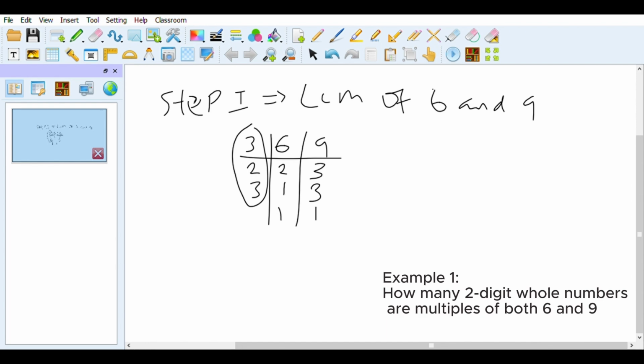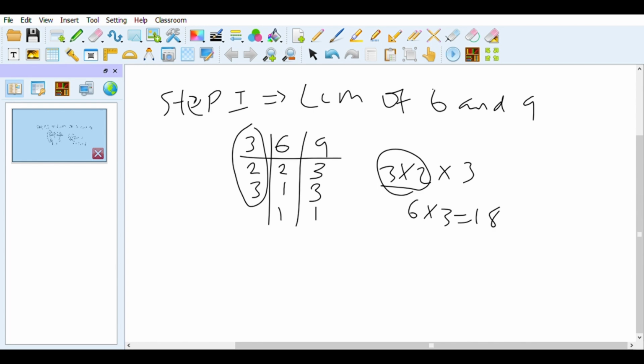So in this case, we have 3 times 2 times 3. 3 times 2 here is 6. 6 times 3 is 18. Okay, remember they didn't ask us to find the lowest common multiple. They asked us to find how many two-digit whole numbers that are multiples of 6 and 9. So what this means is that we're going to find all the multiples of 18. All the multiples of 18 are going to be the multiples of both 6 and 9.